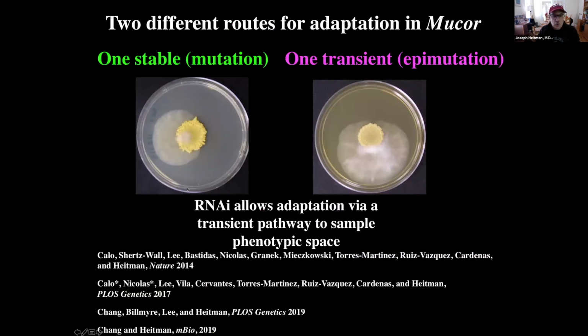So from one common selective pressure, we found 2 different types of isolates: Mendelian mutants that are stable and epimutants that are RNAi dependent and transient and unstable. And we think that this allows organisms to sample a much broader phenotypic space. They don't make a permanent commitment to the loss of FKBP12. They just shut it down for the period of time they need to, and then it can be restored when the selective pressure is relaxed.